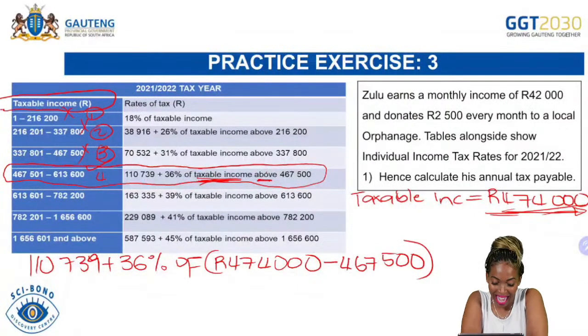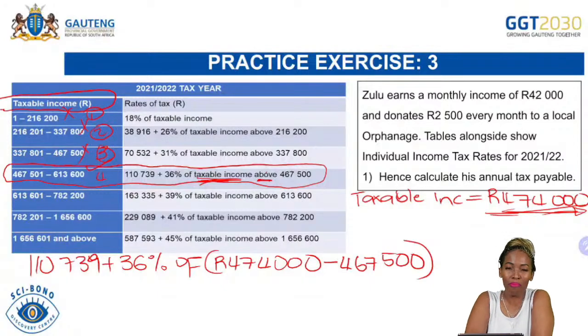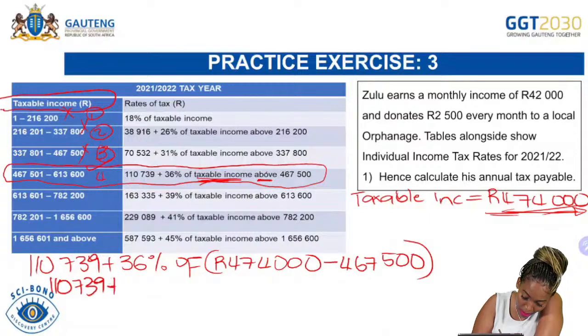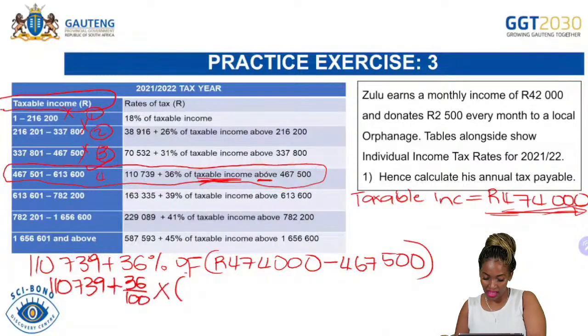Welcome back, girls and boys. I hope you got the answer. Now let's compare our solutions. So what we are going to do, we are going to bring down the 110,739 plus, remember the 36%, I always say 36 over 100. The meaning of "of" in mathematical literacy is multiply. Then let's simplify what is inside the bracket.